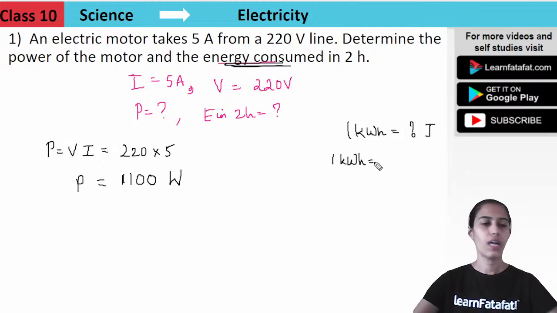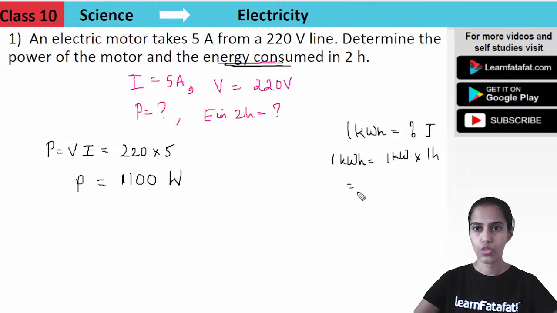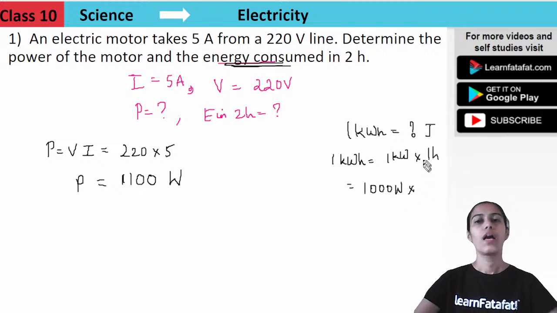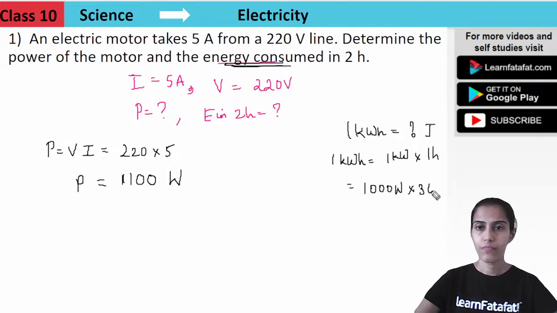1 kilowatt hour we can write as 1 kilowatt into 1 hour, which means 1 kilowatt, अब मुझे convert करना है SI unit में. So instead of 1 kilowatt I will write 1000 watt. And time का भी SI unit लिखना है. So 1 hour is 3600 second. So this will become 36 के आगे 5 zeros.